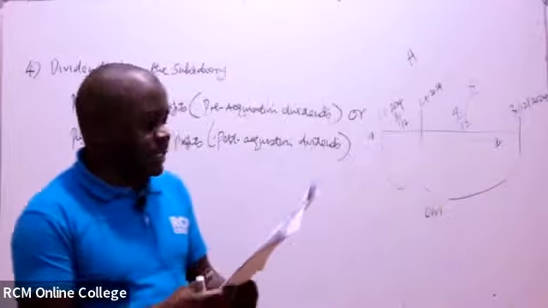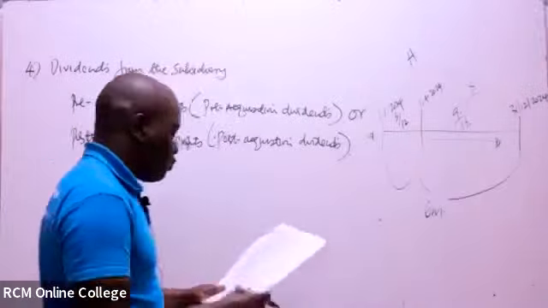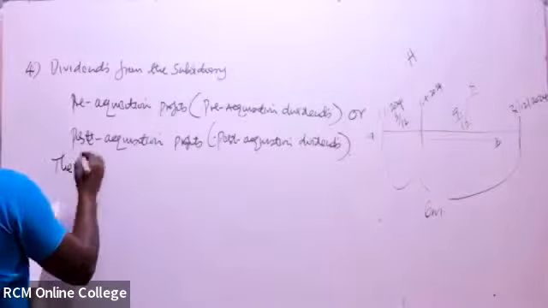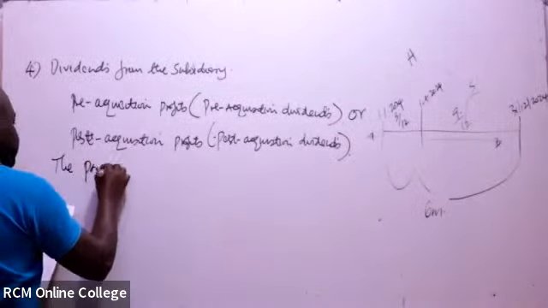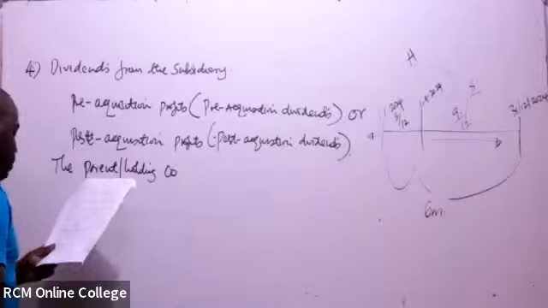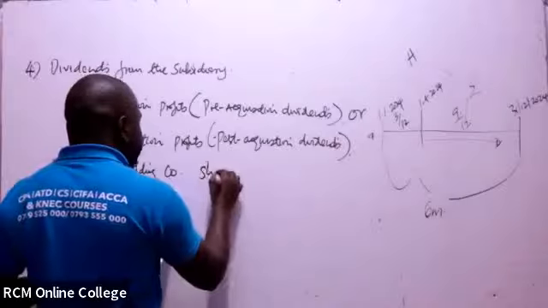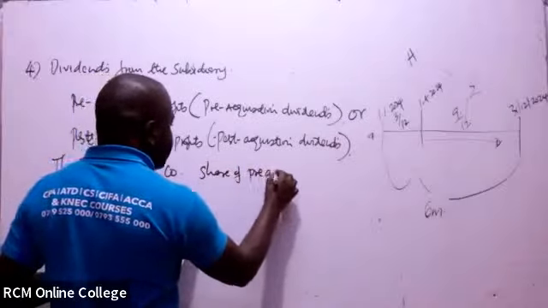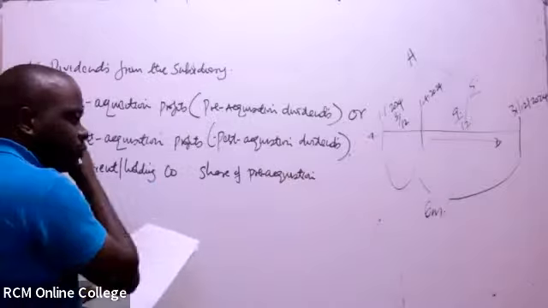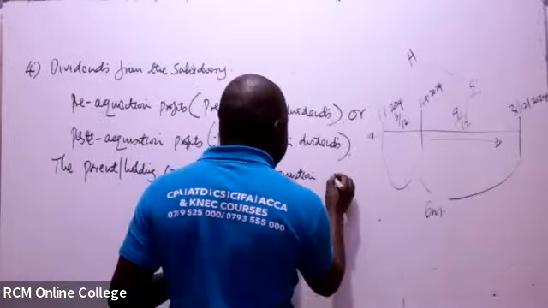Full stop. Then you write and say, the parent's share of pre-acquisition dividends. The parent is the holding company. The parent or holding company's share of pre-acquisition dividends, the dividends that were actually settled before they were acquired, or the portion of dividends for before they were acquired.